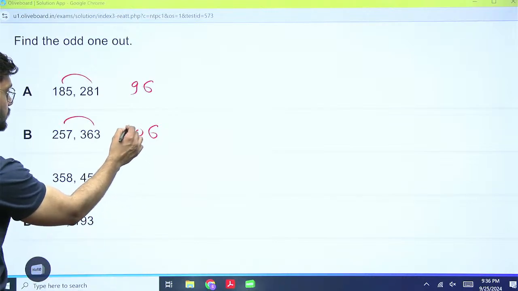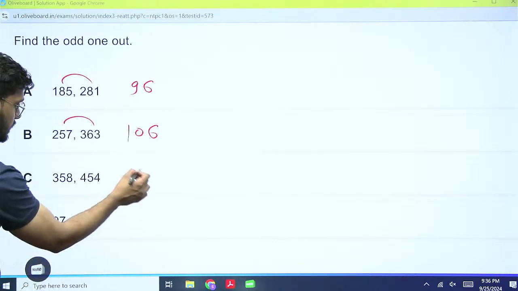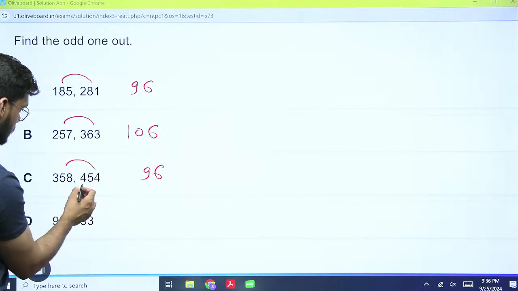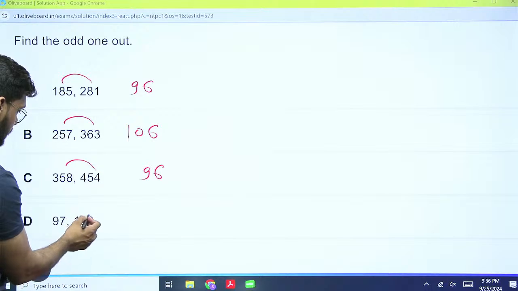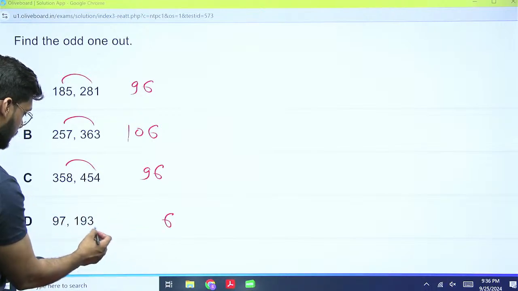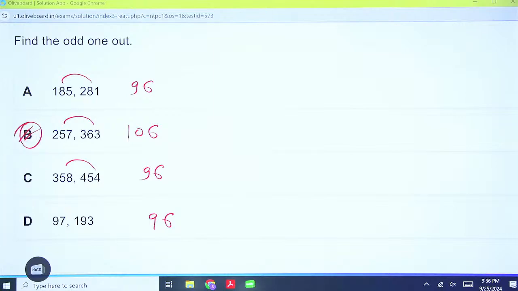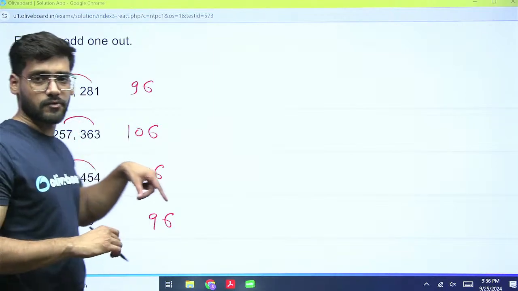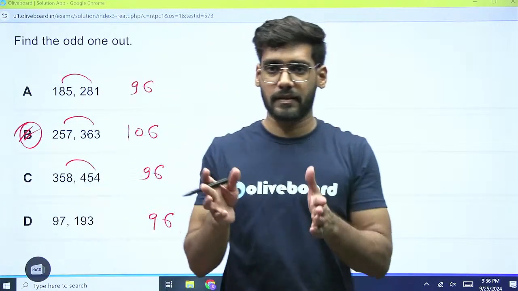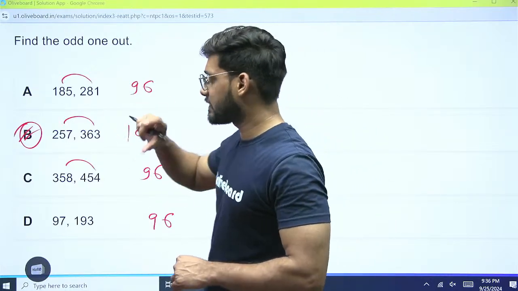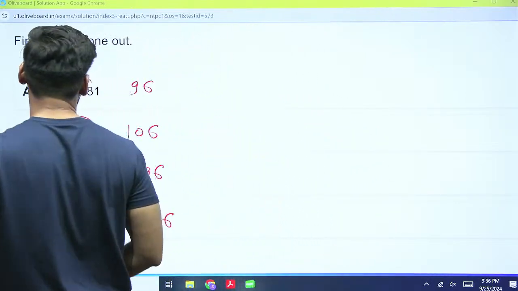5 minus 5 is 0, so 106. 14 minus 8 is 6. 14 minus 5 is 9. 3 minus 1 is 3, so 96. 13 minus 7 is 6. 18 minus 9 is 9, so 96. Odd one out is option number B. Because in all the other options we are getting the difference of 96 between the two numbers, and in option number B we are getting the difference of 106, right? Let's move on to the next question.